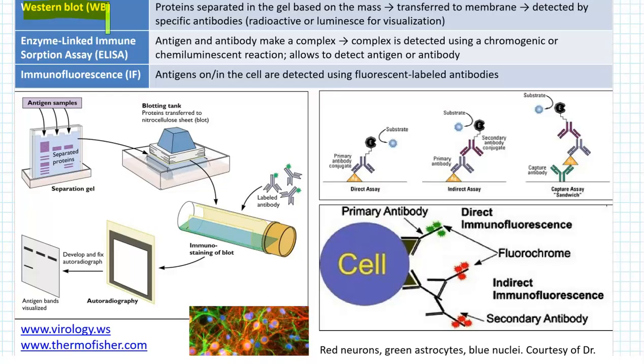So you load the sample onto a gel, which is effectively a lattice made out of a polymer called acrylamide. So proteins, and then you apply an electric field, and proteins start running through the gel. Are you with me? Which proteins move faster, small or large?